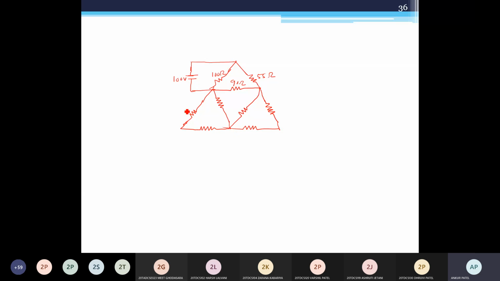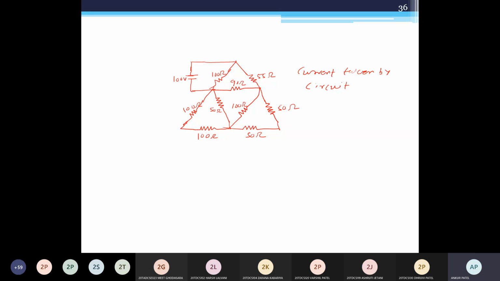I'm giving here 100 ohm. This is also 100 ohm. This is 50 ohm. This is 100 ohm. This is 50 ohm. And this is also 50. Now what you have to do, you have to find out current taken by the circuit, or you have to find total circuit current.